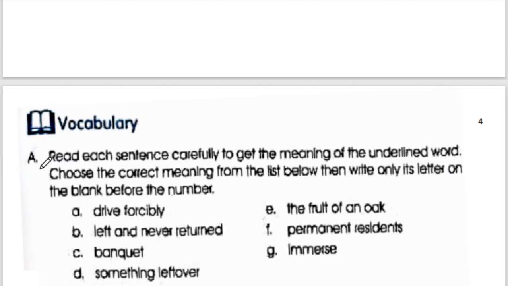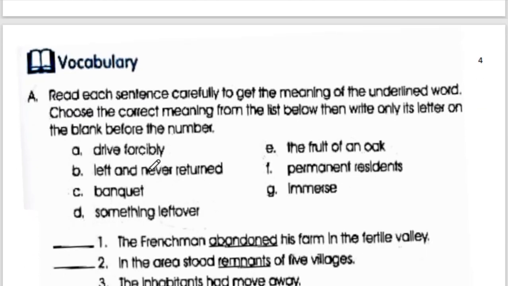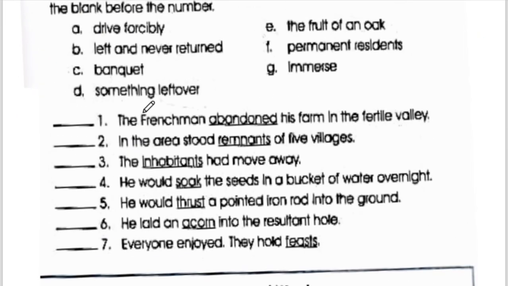Vocabulary. Activity A. Read each sentence carefully to get the meaning of the underlined word. Choose the correct meaning from the list below, then write only its letter on the blank before the number. You have here the choices: A, B, C, D, E, F, G. Now you have here the following statements, 1 up to 7. You have to read and understand. The Frenchman abandoned his farm in the fertile valley.